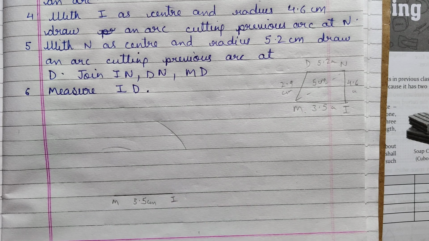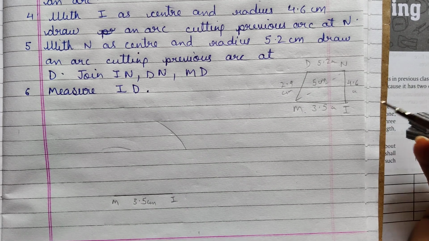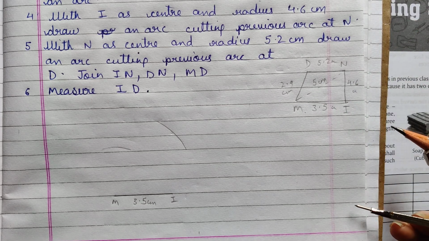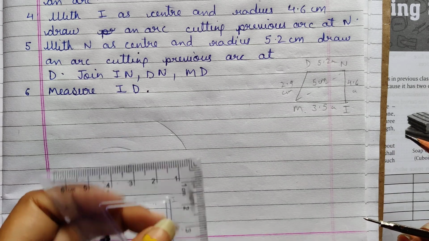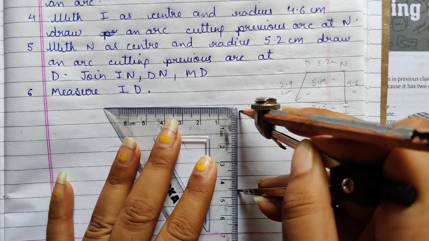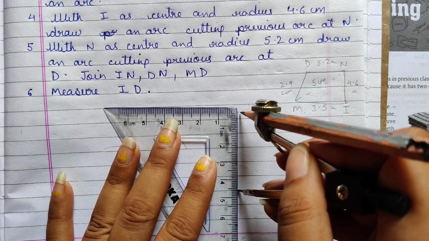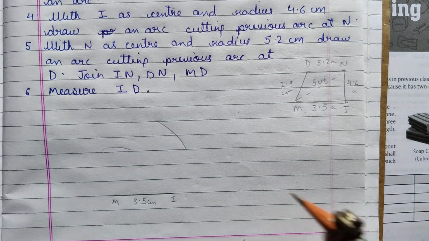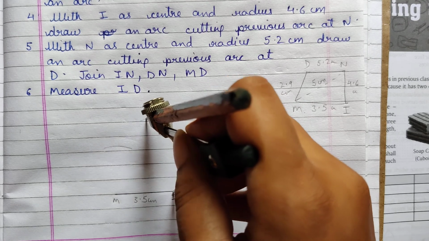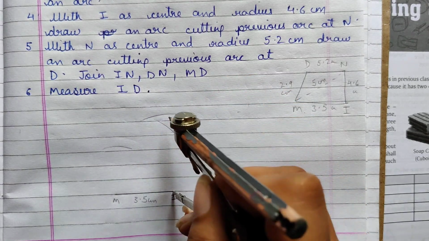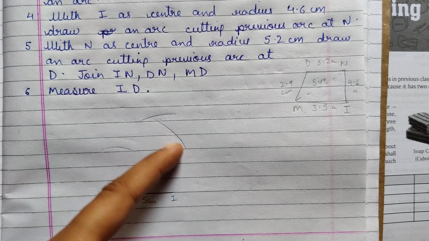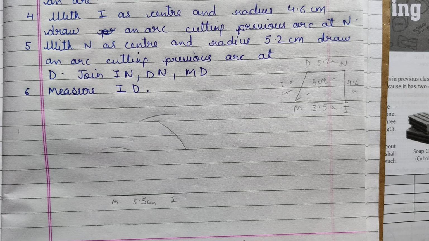Now come to point I. The distance between I and N is 4.6 centimeter. So we will take a radius of 4.6 centimeter on the compass, and with I as center, cut the previously drawn arc. Now as you can see, I have drawn the arc but it has not cut the previous arc, which means I need to extend the length of this previously drawn arc.